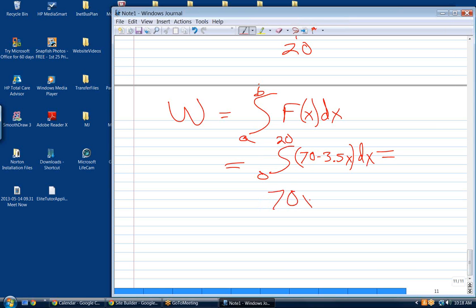70x minus... just always add 1 to the power and divide by the new exponent. Okay? And then if I evaluate this expression going from 0 to 20, I get 700 joules. So that's the amount of work lifting the water.